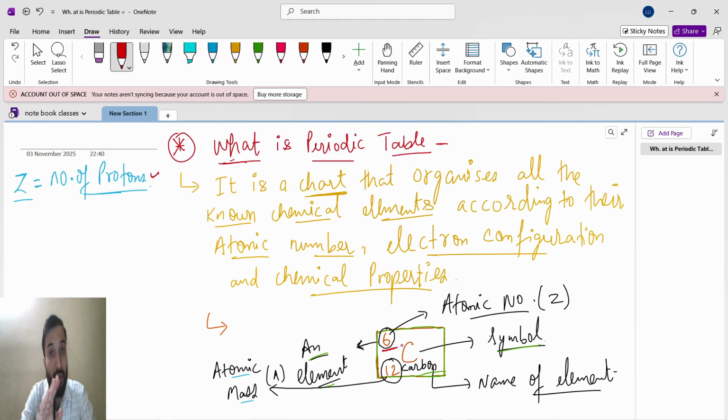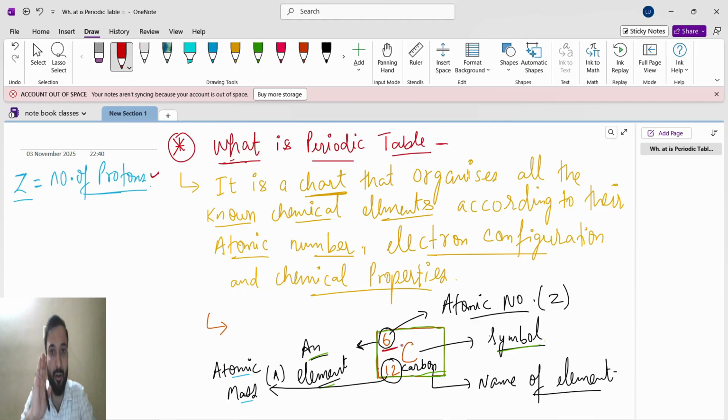Number of protons will not change, whether it is an anion or a cation. But the number of electrons keeps on changing in the form of anion and cation. Either it will increase or it will decrease. That's why, sometimes in the MCQ they will ask about atomic number.